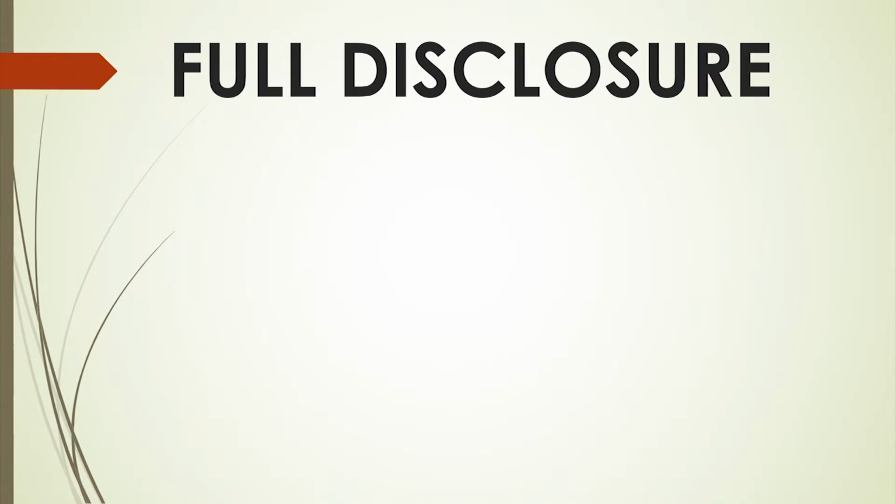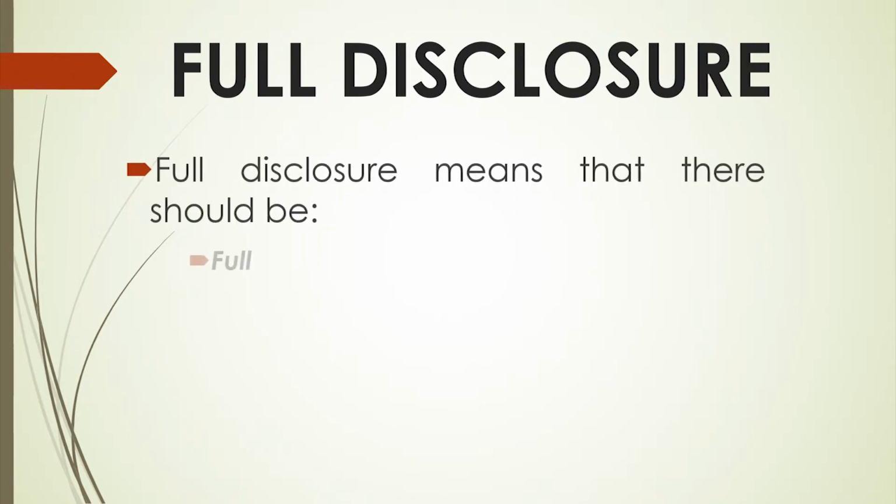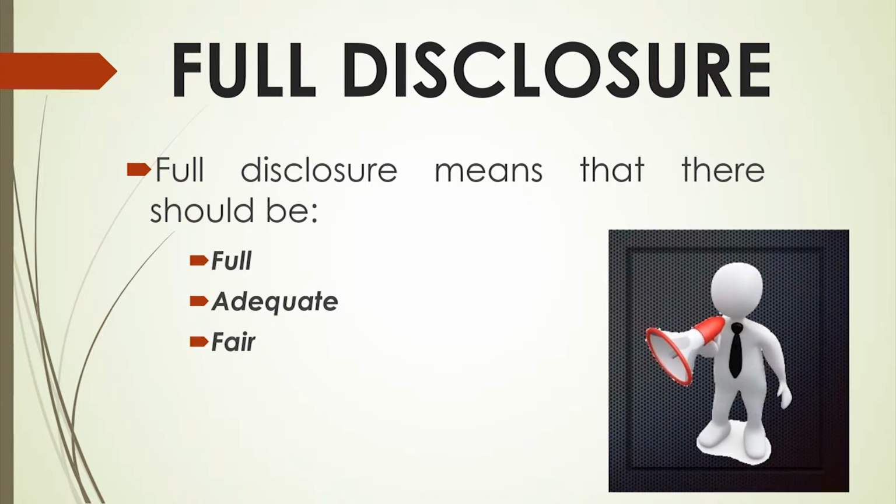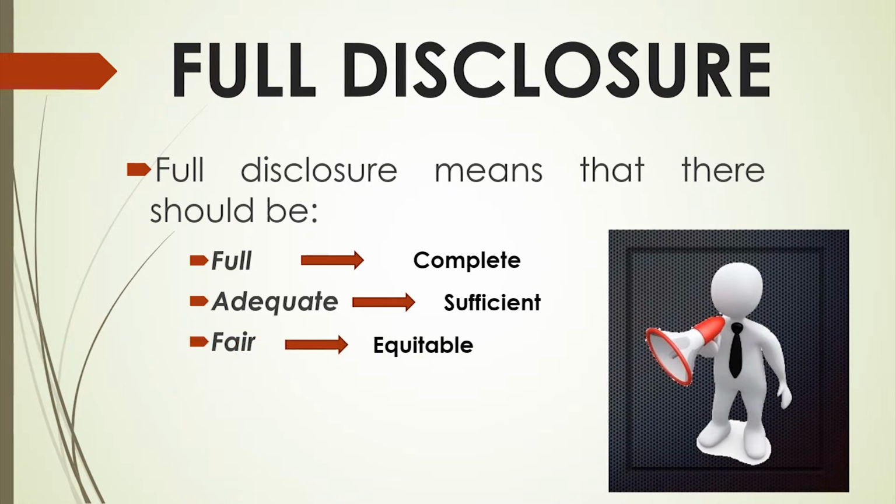Full disclosure means that there should be full, adequate, and fair disclosure of information. Full means complete and detailed presentation of information. Adequate means sufficient set of information. And fair means equitable treatment to all users.